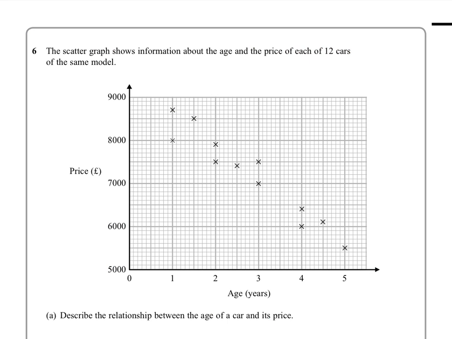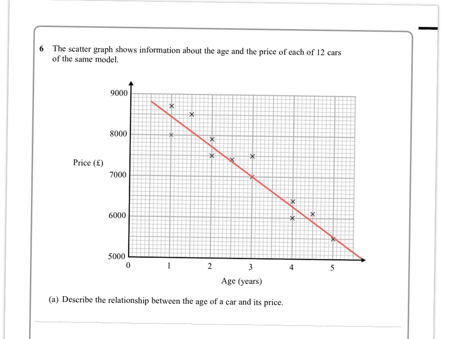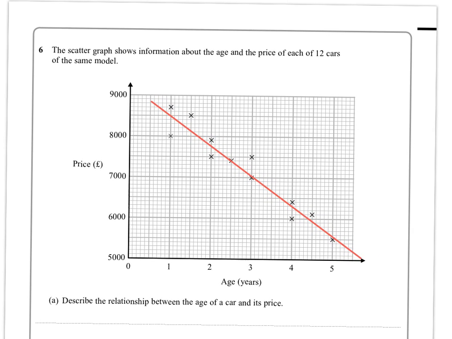Now I've given good advice on these before in previous papers that I've looked at and done with you, and the first thing I would do is I'd get my straight line, my line of best fit, sorted out first. So let's put that where it goes through the middle of the flow of points that we have. So that's good enough for me. And it says describe the relationship between the age of the car and its price.